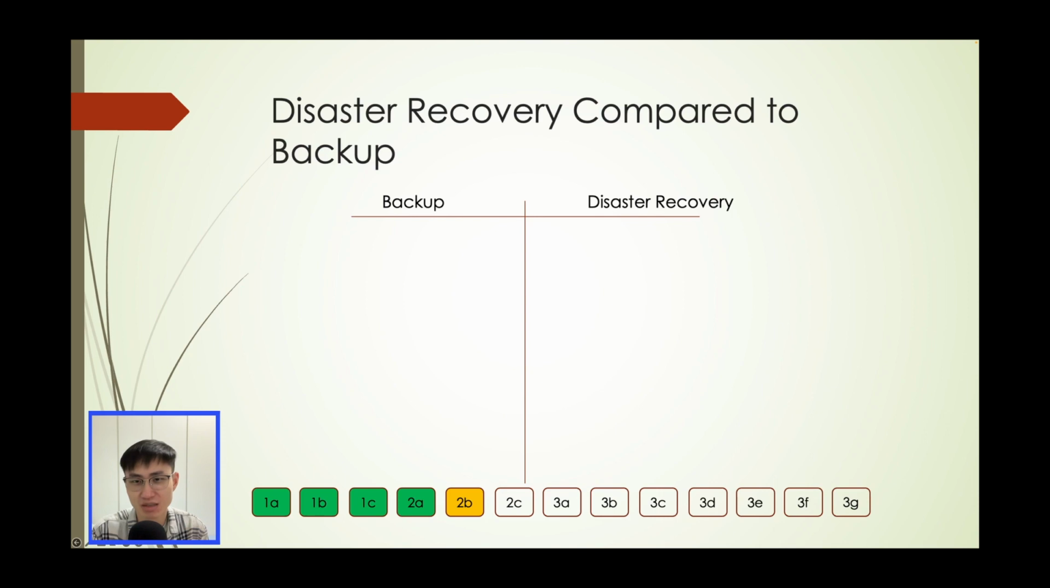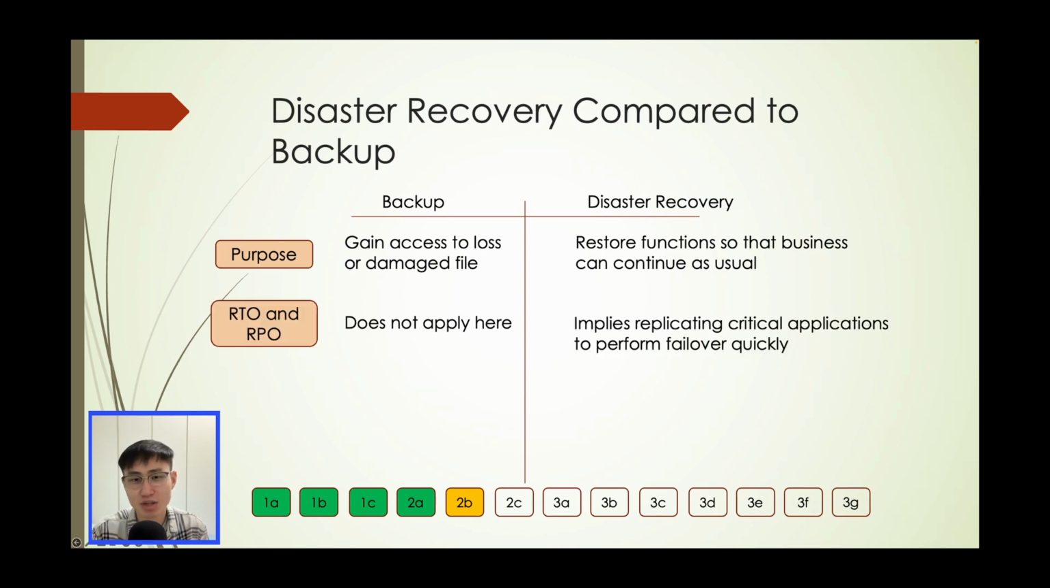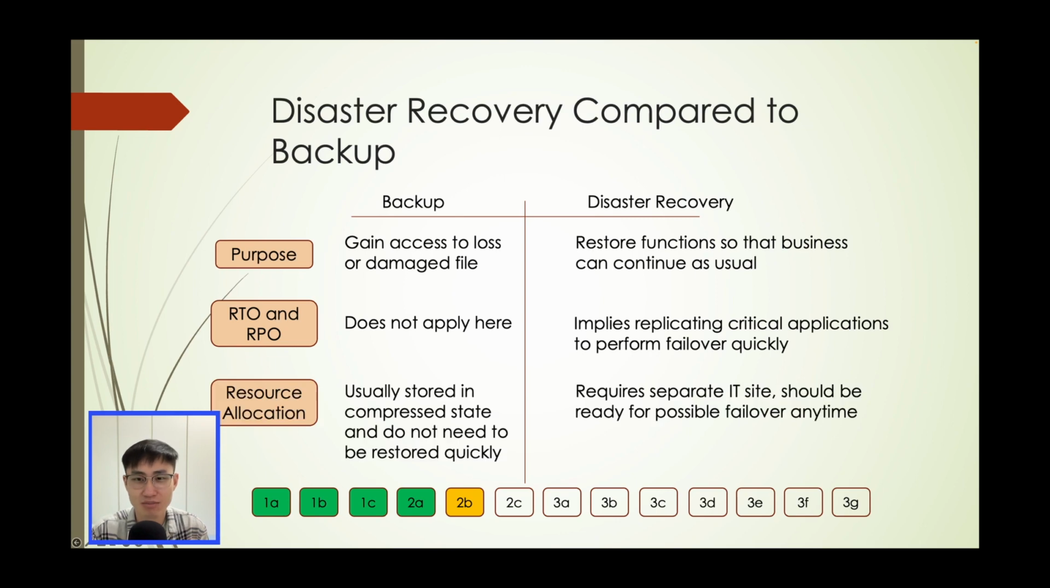There's a common misconception that backup is disaster recovery. So let's compare both of them. For a start, backup is to gain access to lost or damaged files, while disaster recovery is to restore functions so that business can continue as usual. RTO and RPO don't apply for backup, while disaster recovery itself implies replicating critical applications to perform failover quickly. As for resource allocation, backups are stored in compressed state and do not need to be restored quickly, while disaster recovery requires a separate site that should be ready for possible failover anytime.